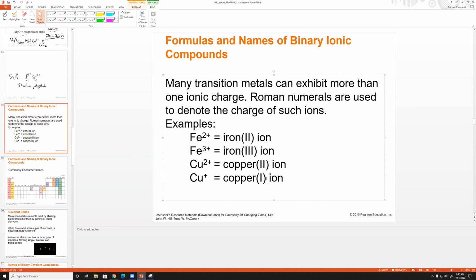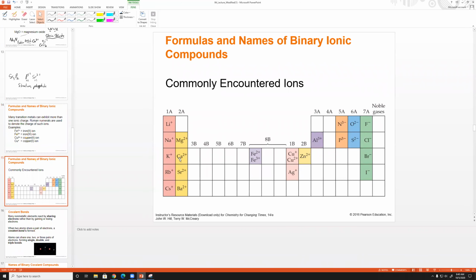For something like calcium, you wouldn't put calcium 2. You would just write calcium, because we know that calcium is always +2. This only applies to the ones in the middle that we don't know the charge of.